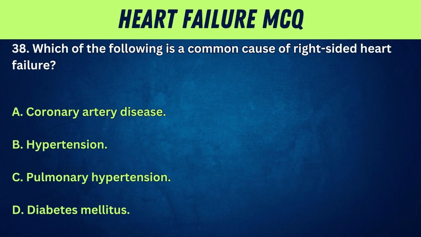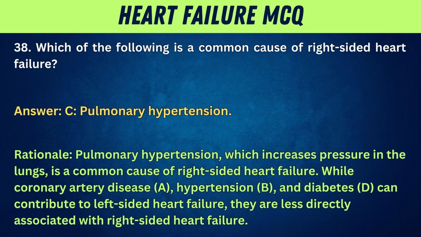38. Which of the following is a common cause of right-sided heart failure? A. Coronary artery disease. B. Hypertension. C. Pulmonary hypertension. D. Diabetes mellitus. Answer: C. Pulmonary hypertension.